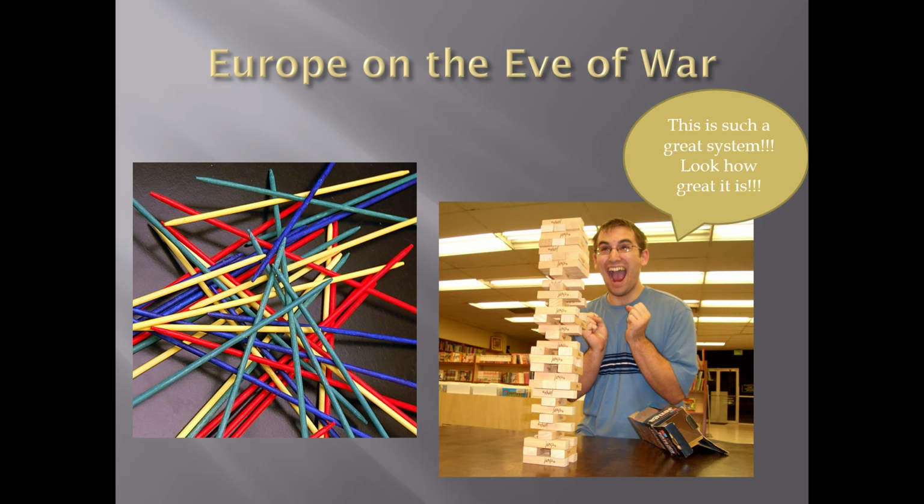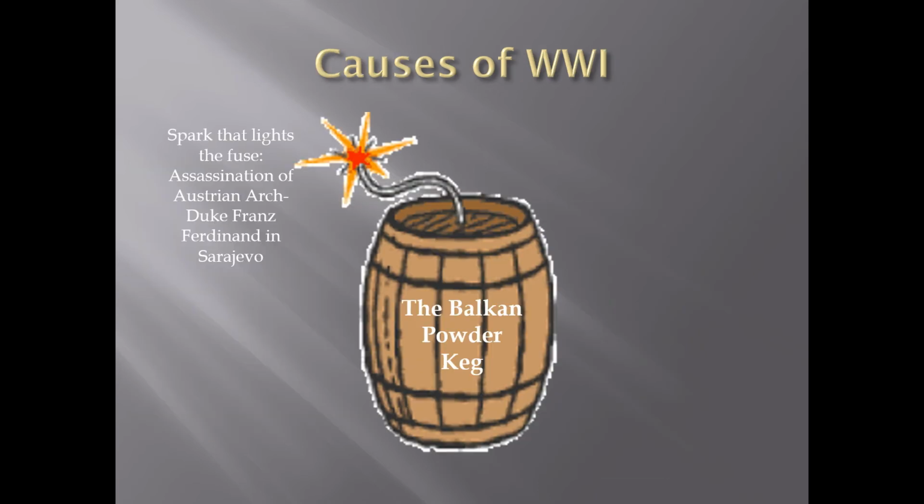So, on the eve of World War I, this is what Europe looks like. What does this symbolize? That's right, this symbolizes the complex system of alliances that were entangling the different countries in Europe. So when we look at the Balkan powder keg, we will see that although the thing that sets off this powder keg and actually ignites the war is an assassination, there's a lot of fuel going into this powder keg.